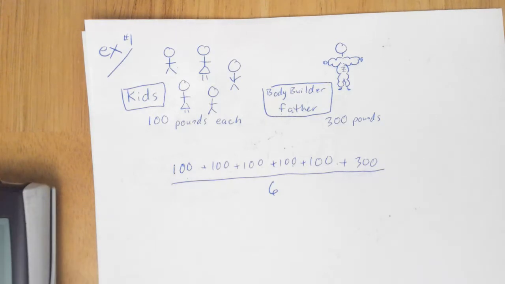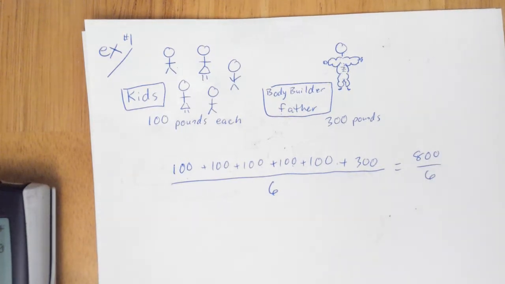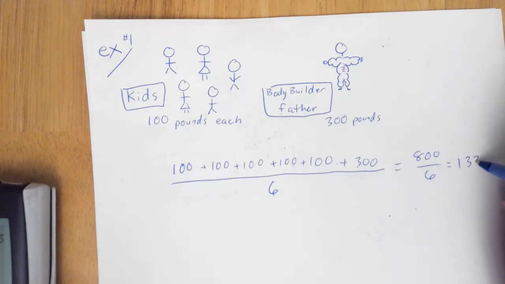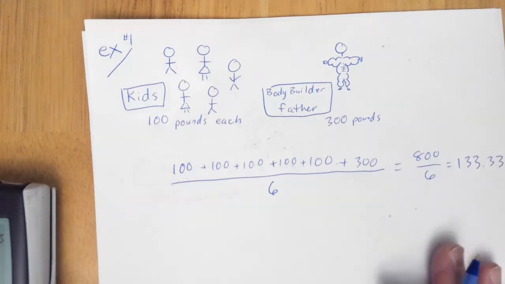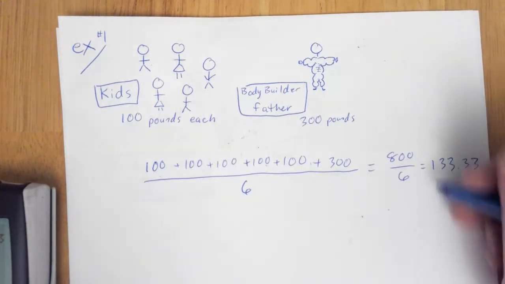So always do the top just by itself. 100 plus 100 plus 100 plus 100 plus 100, that's 5 of them, plus 300. We got 800 over the 6 people. Now divide that: 800 divided by 6, and we get approximately 133.33. So it's about 133 pounds.